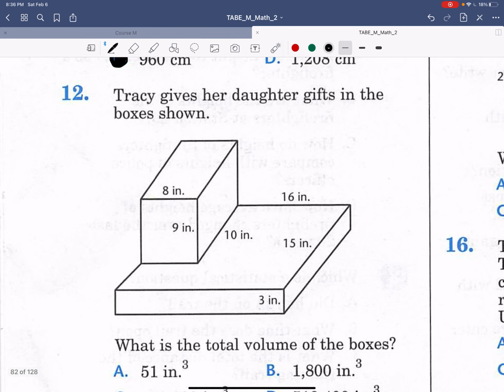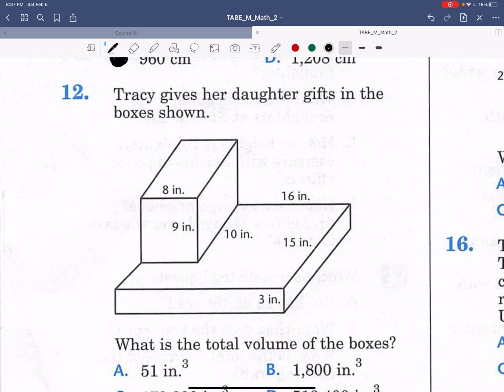Number 12. This is a composed or a composite figure. Tracy gives her daughter gifts in boxes shown below. So we have this box that is sitting on the top of the other box. So let me separate the boxes so we can see them as two different units instead of one big box. Okay, so on this one, they tell me the width and the height and the length. Everything's there for me on this one. So let's go ahead and work the red one.